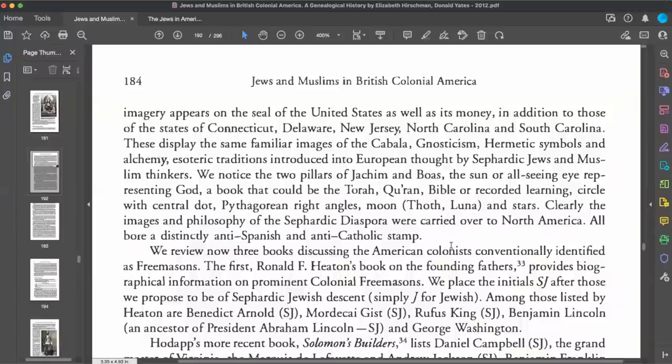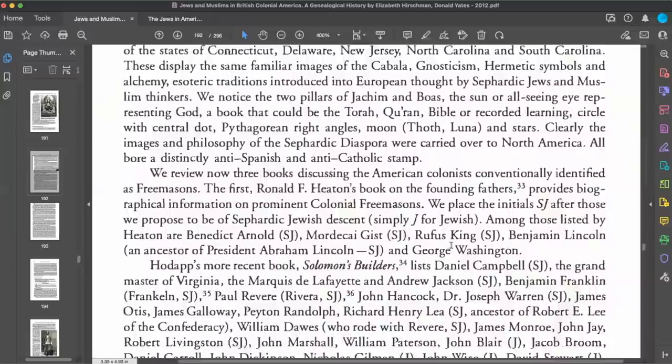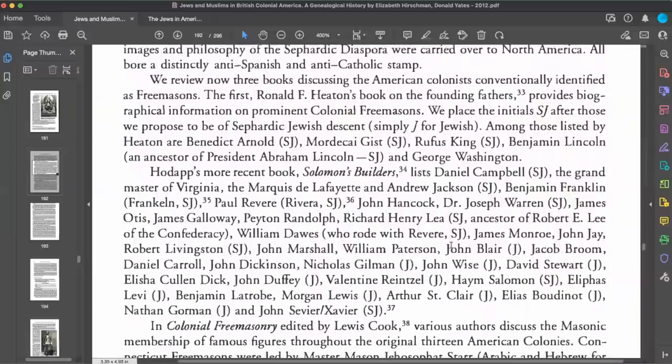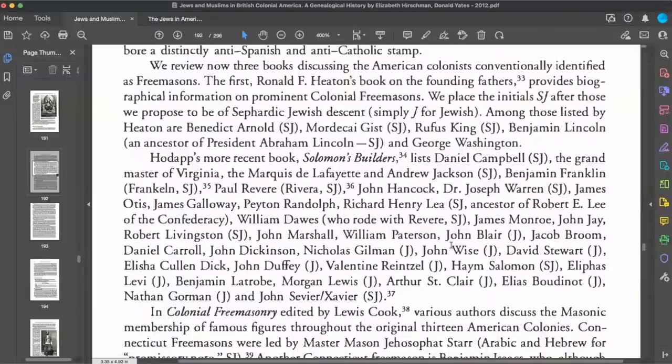We review now these books discussing the American colonies conventionally identified as Freemasons. The first is Ronald F. Heaton's book on the Founding Fathers, which provides biographical information on prominent colonial Freemasons. We place the initials SJ after those we propose to be of Sephardic Jewish descent, simply J for Jewish. Among those listed by Heaton is Benedict Arnold, who's a Sephardic Jew, all right?